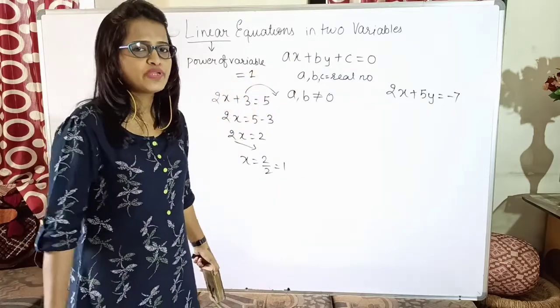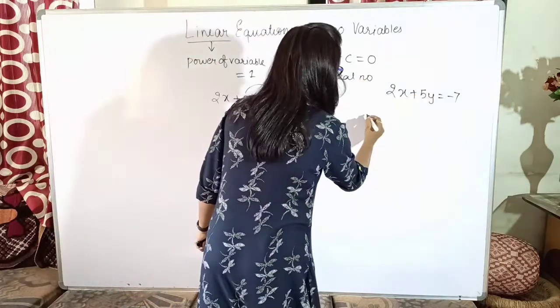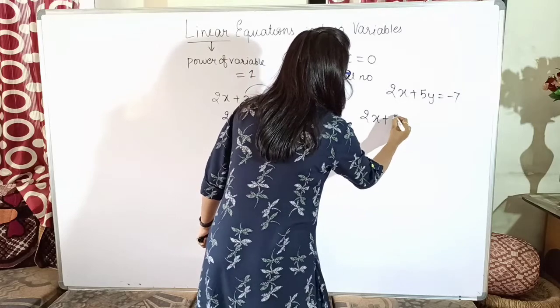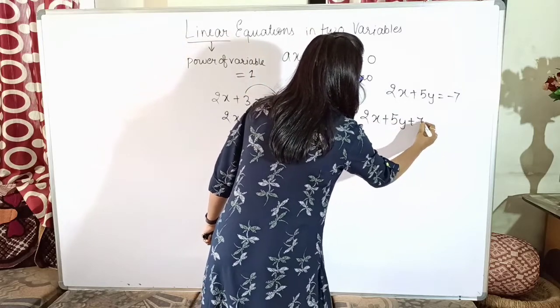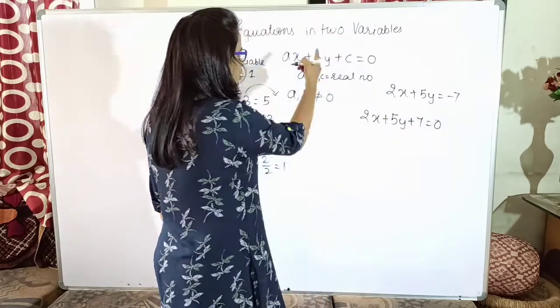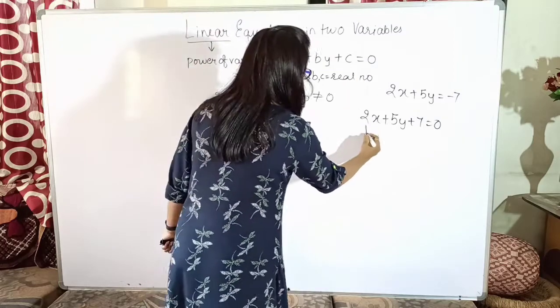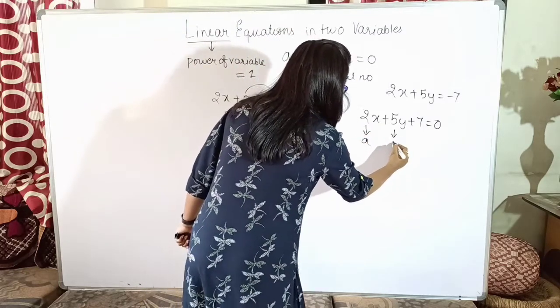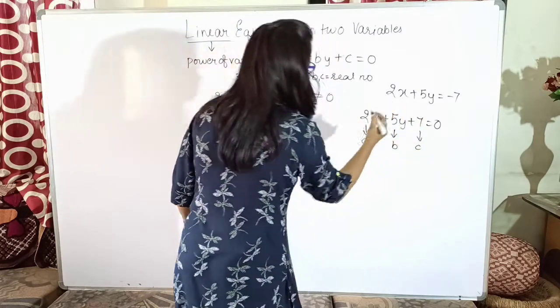All the terms should be present on the left side. So take that -7 on the left side. So the equation will be 2x plus 5y plus 7 is equal to 0. And then you have to equate the values and tell this is my value of A, this is my value of B, whereas this is my value of C.